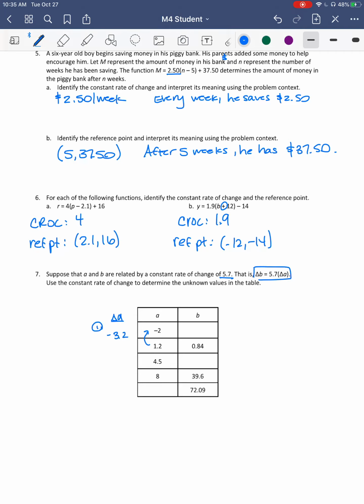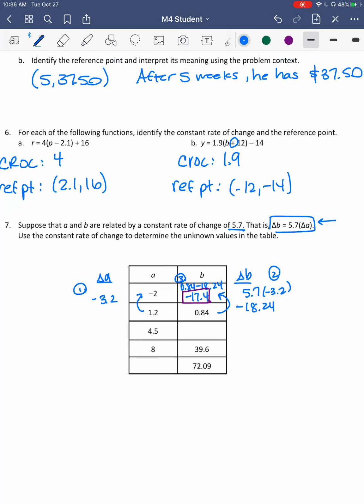My second step is to essentially use this to find my corresponding change in output. And so my second step is to do 5.7 times the negative 3.2, and we're going to get negative 18.24. Right, that's my second step. Because if my input is decreasing, my output should also be decreasing. And so then my third step is to say, okay, well, it was 0.84, but it's decreasing by 18.24. And so now we get negative 17.4. And so that is my answer right here.